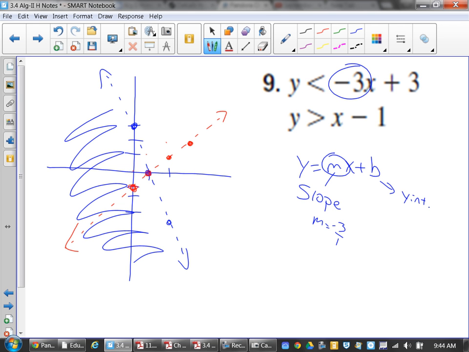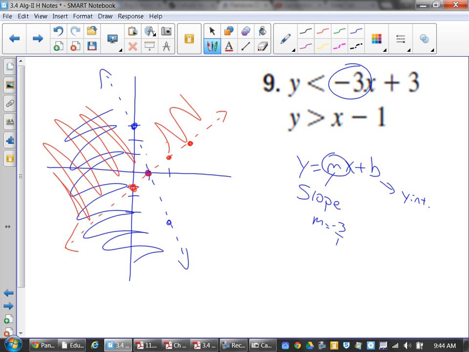How do you decide what's up or down? Again, you pick a point that's not on the line. Does 0, 0 go through that line? No. So is 0 bigger than negative 1? Yes. So the shaded overlap region is in this section here.